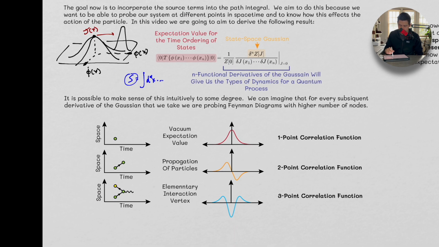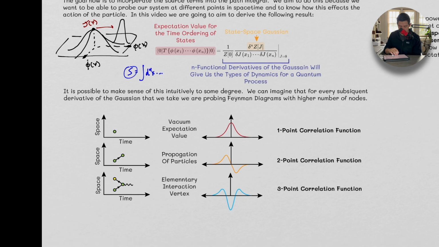The n functional derivatives of the Gaussian integral will give us the types of dynamics for the quantum process, okay? And this is going to be sort of the leap into understanding a lot of quantum field theory, right? So we're talking about Gaussians for these two videos, and then we'll go into spinors, and then we'll start really getting into quantum field theory a little bit more.